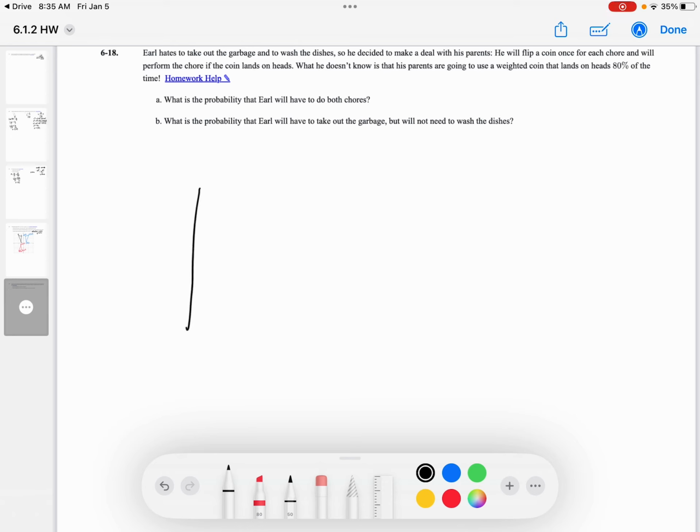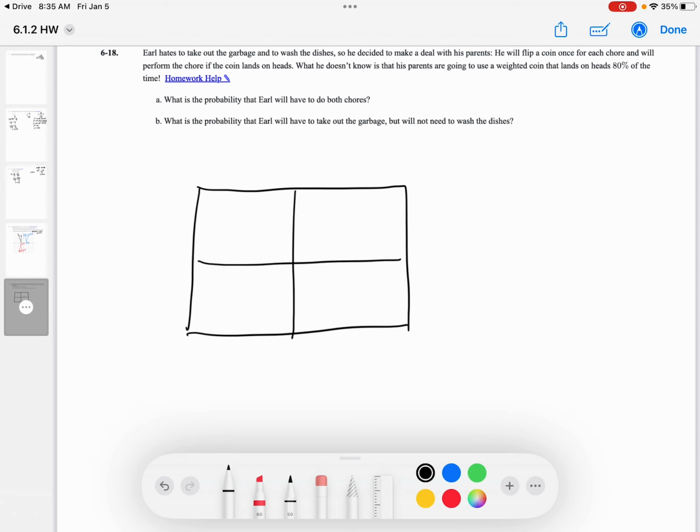Okay, so let's make an area model here. So let's see that he's going to flip it for garbage. And he's going to flip it for washing the dishes. And he's going to maybe get heads or tails. And the coin is going to land on heads 80% of the time. And tails the rest of the time, so 20%. What is the probability that he will have to do both chores? So remember, if it lands on heads, he's going to have to do both chores. So let's fill in our area model.